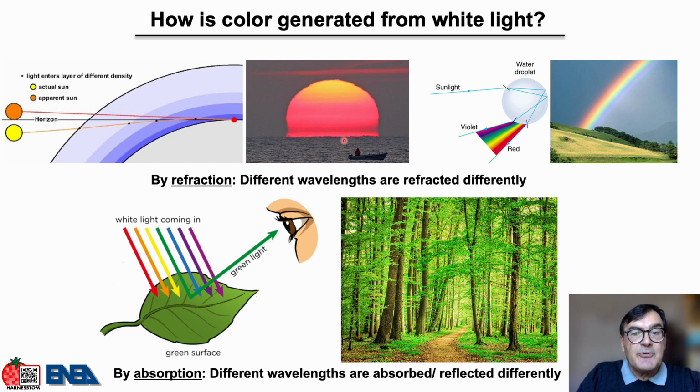This can occur through two different mechanisms: refraction, which occurs when sunlight enters the atmosphere or hits a water droplet. Refraction generates the beautiful colors of a sunset or a rainbow. A second mechanism is absorption. A given material can absorb some wavelengths better than others and reflect the remaining ones. This is the case of chlorophyll, which absorbs the blue and red wavelengths, resulting in its green color.